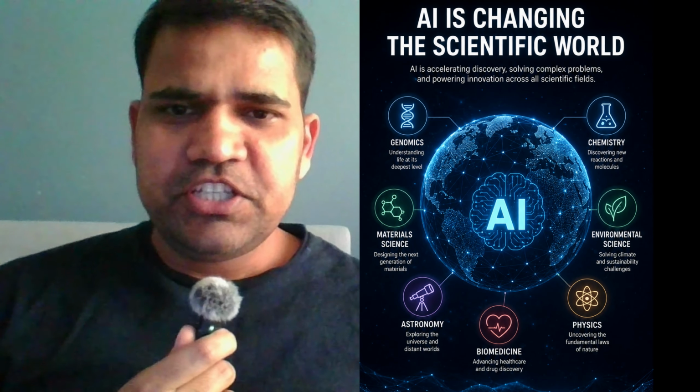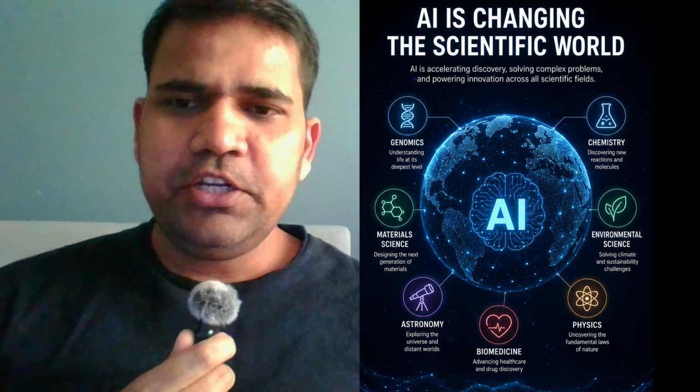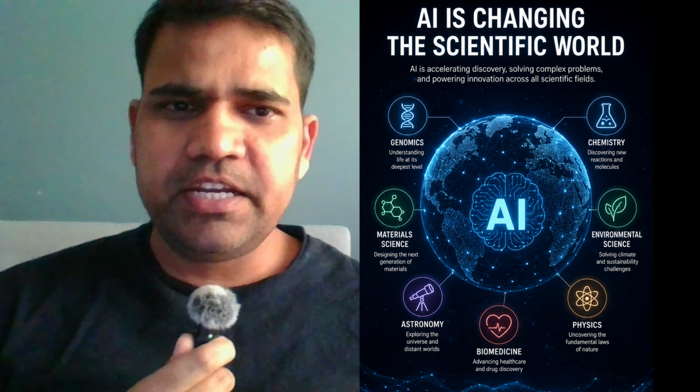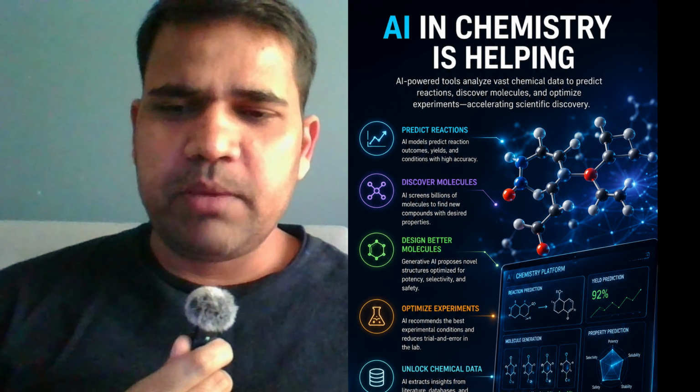Artificial intelligence is changing the way we work across all scientific fields. We use AI to analyze complex data, recognize patterns, make predictions, and help scientists to make decisions. But what happens when we bring AI into chemistry?